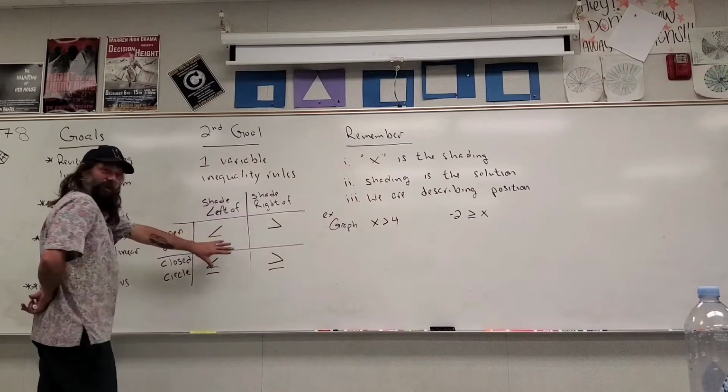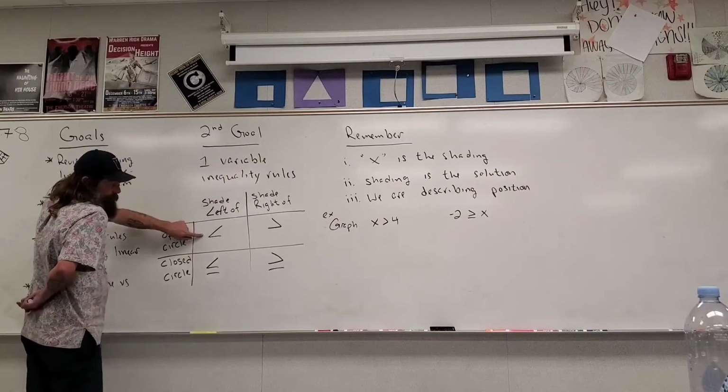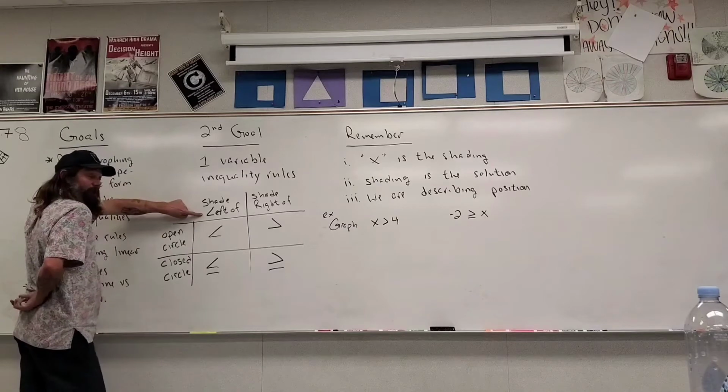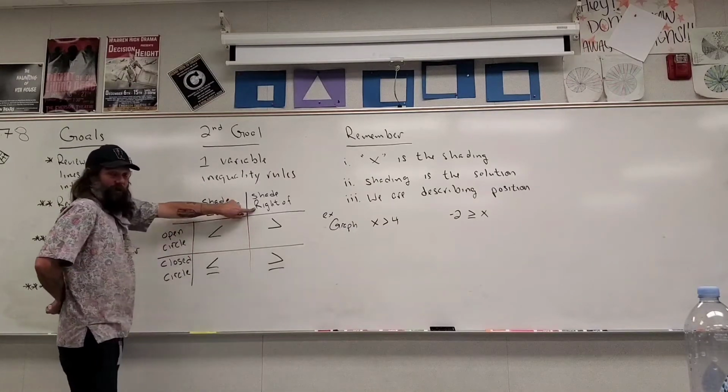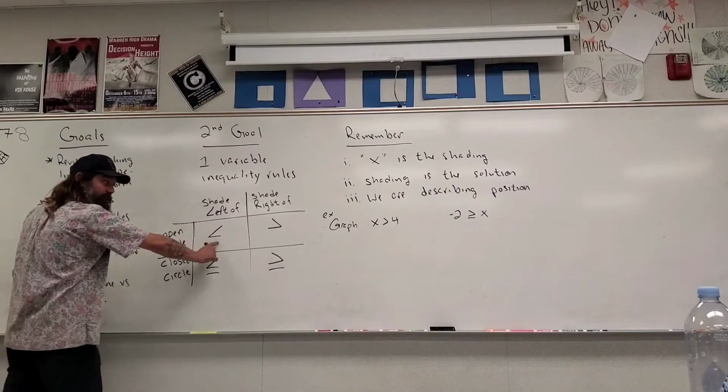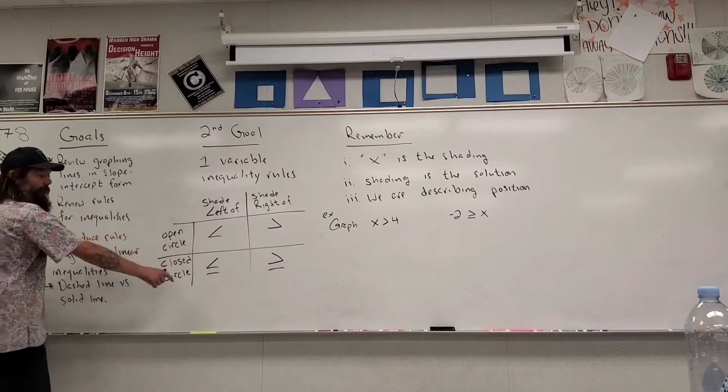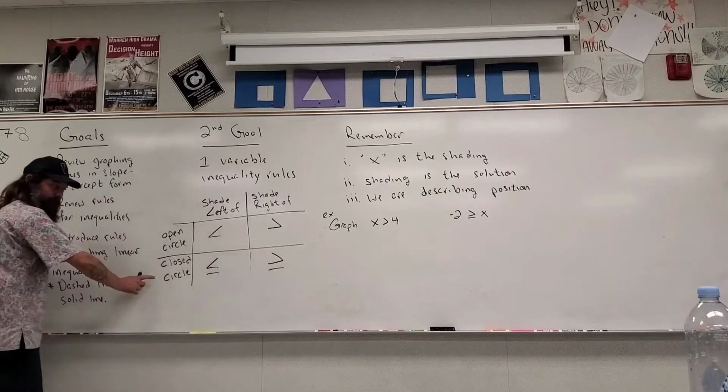So we had a table. And if I had this symbol or this symbol, I shaded to the left. Look at how I spelled the word left. And if I had this symbol or this symbol, I shaded to the right. Now, if I have this symbol or this symbol, I have an open circle. And if I have this symbol or this symbol, I have a closed circle.